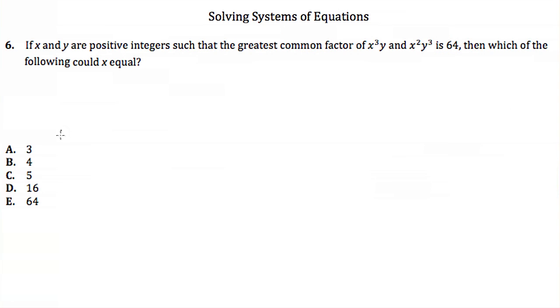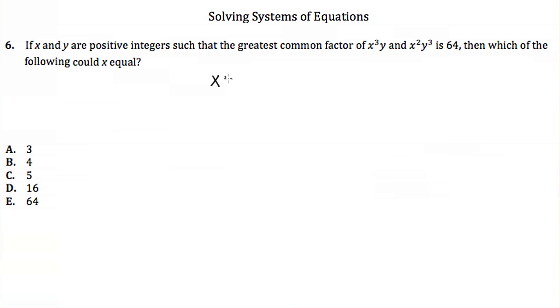So now let's try problem 6. Here we're asked if x and y are positive integers such that the greatest common factor of x cubed y and x squared y cubed is 64, then which of the following could x equal? Well, let's find the greatest common factor of x cubed y and x squared y cubed.